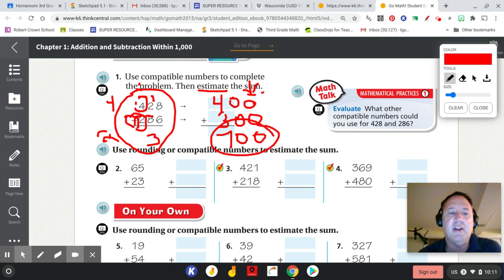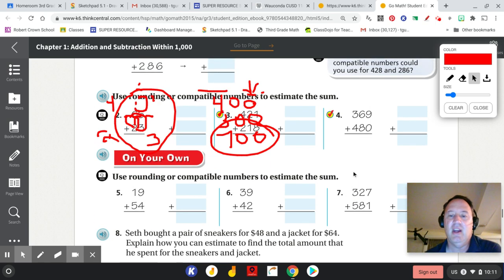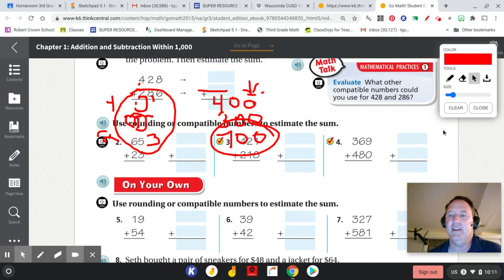Now, what I want you to do is use rounding. So you're going to round to the nearest 10 or 100 here. And if you keep scrolling down, I want you to do up to number 7. So you can pause and go ahead and give that a try. And then I'm going to go over it and you can see how you did. So pause now. And when you're done, you can unpause it.